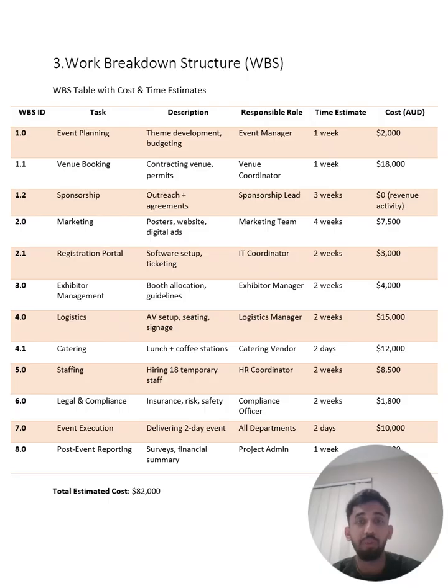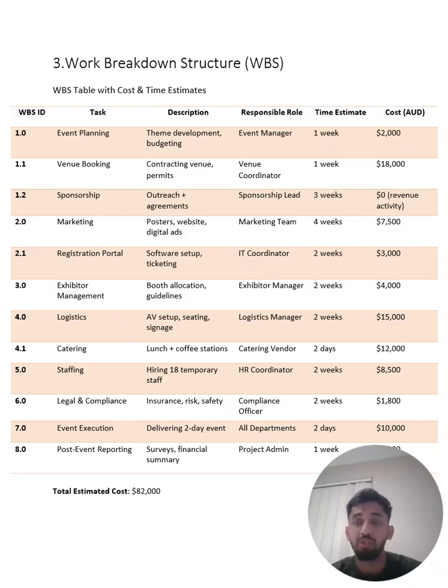In this work breakdown structure, I created a WBS that outlined 12 major operational areas, including event planning, venue contracting, sponsorship, marketing, registration setup, exhibitor onboarding, logistics, catering, staffing, legal compliance, event delivery, and post-event reporting. Each component includes roles, time frame, and cost estimates.